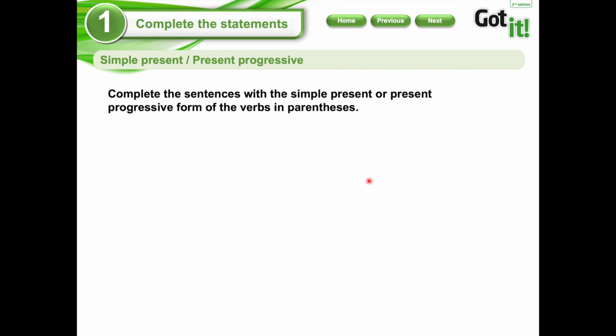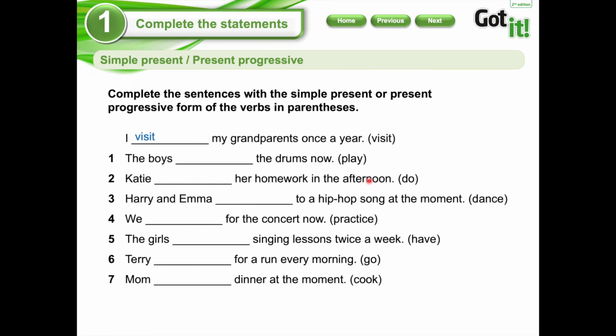Okay, so now we're going to do some exercise. Do you understand a little bit more this review of simple present versus present progressive? We have to complete the sentences with the simple present or present progressive form of the verb in parentheses. We're going to focus on the actions that you have here in brackets. So this is the person, my grandparents once a year. And here you use visit. Why do you use visit? Because you have once a year, okay? It's not an action that is happening now at the moment.